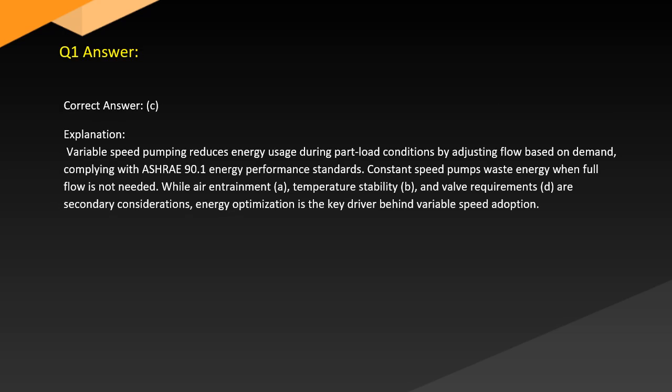Answer. Correct answer, C. Explanation. Variable speed pumping reduces energy usage during part load conditions by adjusting flow based on demand, complying with ASHRAE 90.1 energy performance standards. Constant speed pumps waste energy when full flow is not needed, while air entrainment, A, temperature stability, B, and valve requirements, D, are secondary considerations. Energy optimization is the key driver behind variable speed adoption.